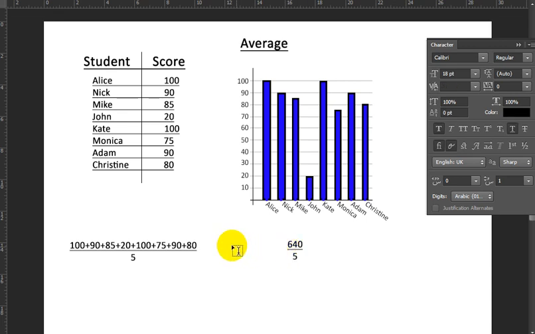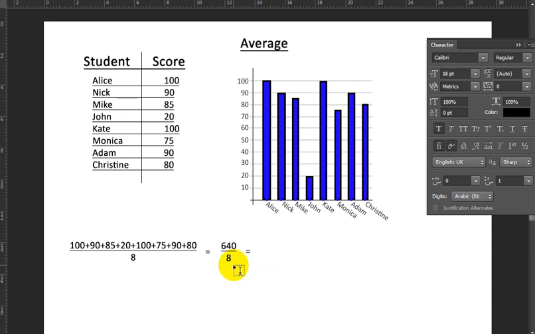Okay. Wait, why am I dividing by 5? Sorry, there are actually 8 students, so I should be dividing by 8. That was a mistake on my part, sorry. And here I'm going to put an equal sign. So all of this adds up to 640. And now I have to do 640 divided by 8.